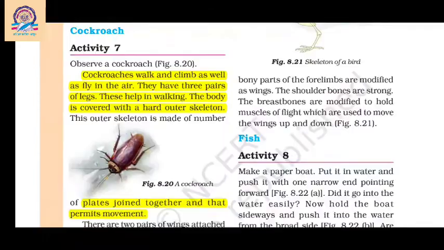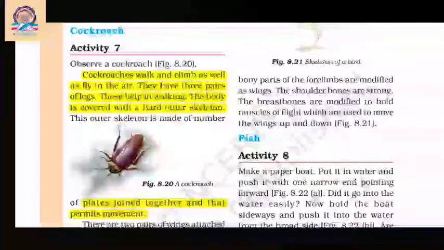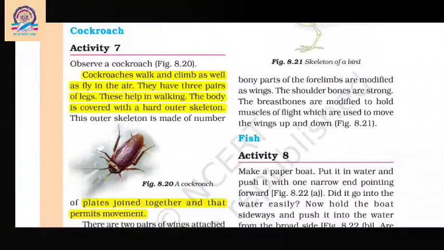Okay, now the next body movement of animals is the cockroach. So a cockroach can walk, climb, as well as fly in the air. How does this happen? Let's see. They have three pairs of legs. How many pairs of legs does a cockroach have? Three pairs of legs. This helps in walking.